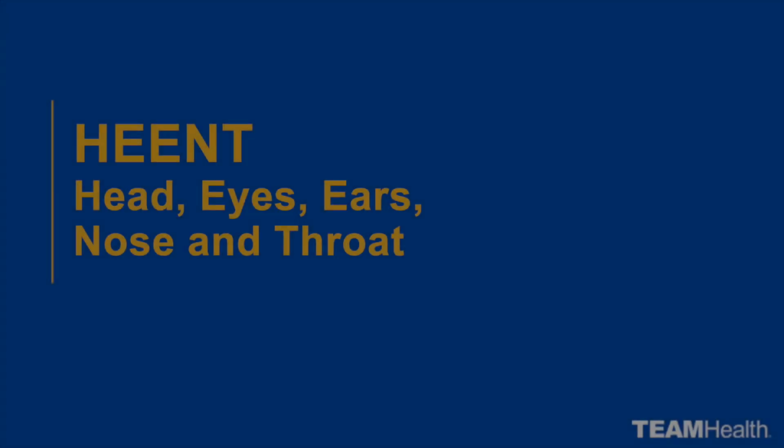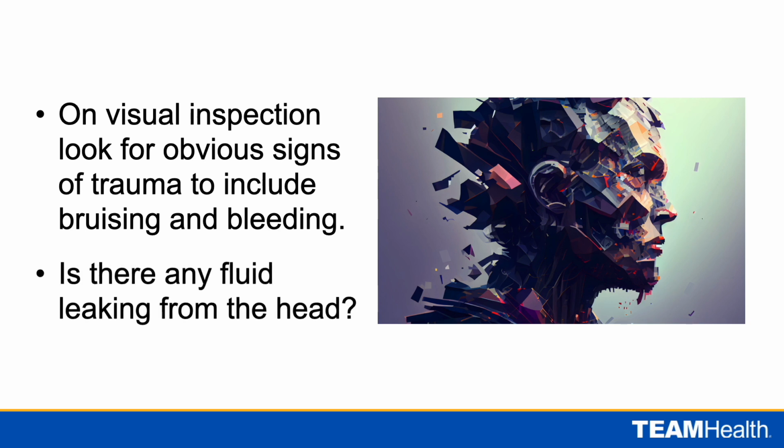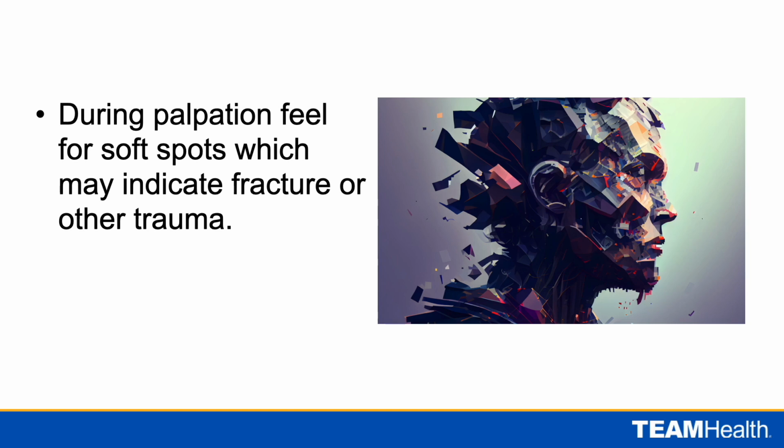Now, let's take a brief system tour so that we can understand other indicators of illness. The head is most easily examined with visual inspection. There are many times when it is appropriate to palpate the skull as well. What are we looking for during the exam? On visual inspection, look for obvious signs of trauma to include bruising and bleeding. Is there any fluid leaking from the head? During palpation, feel for soft spots, which may indicate fracture or other trauma.